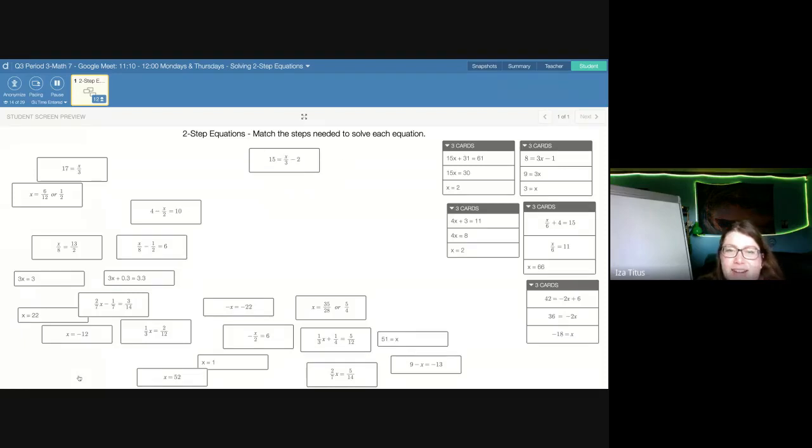All right, I'm going to do this one next. Plus 2, plus 2. 17 equals x over 3. Times 3, times 3, 17 times 3. Remember, you can use a calculator, you can use scratch paper.